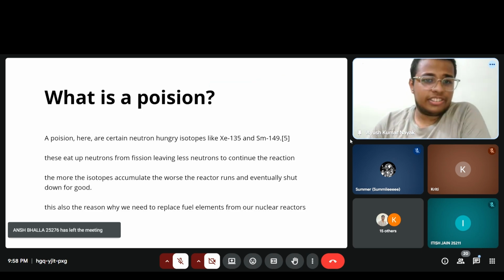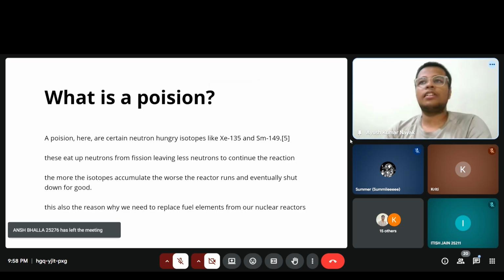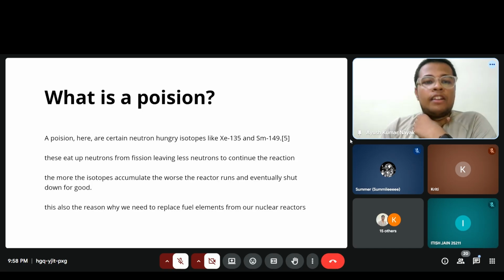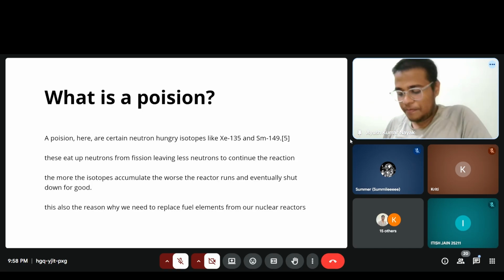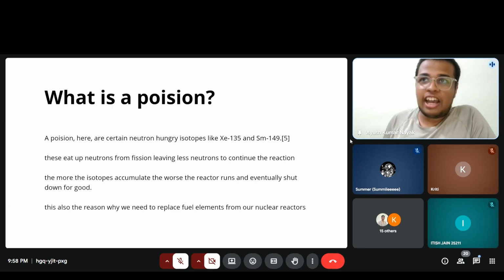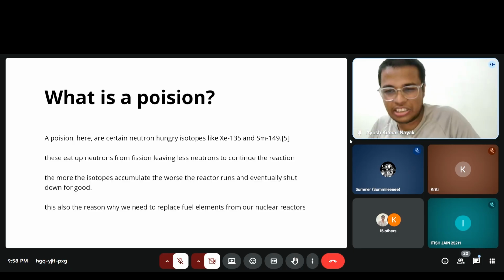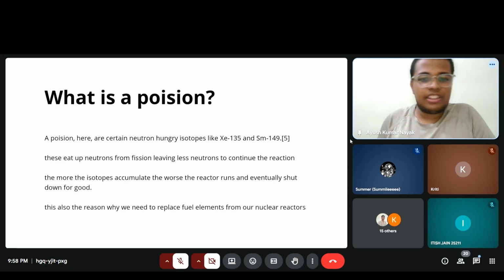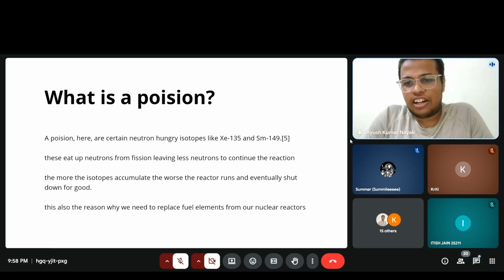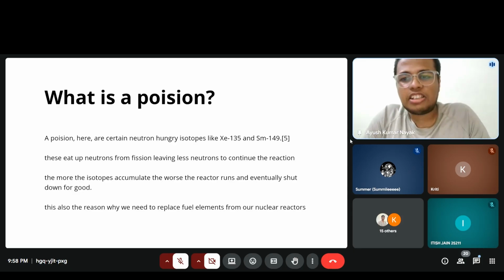What are poisons? What is a poison? Basically, a poison is that one hungry friend of yours that goes around the class and picks up everyone's lunch and eats something out of it. And other people get less of their own lunch. So some of these poisons are xenon 135 and samarium 149.